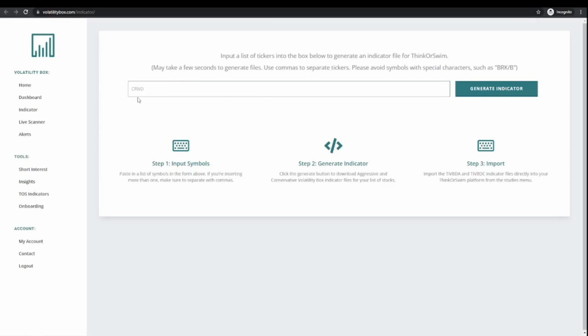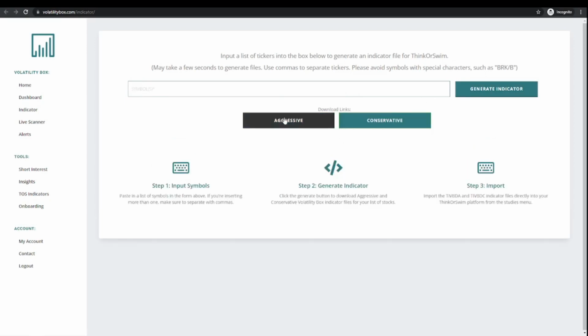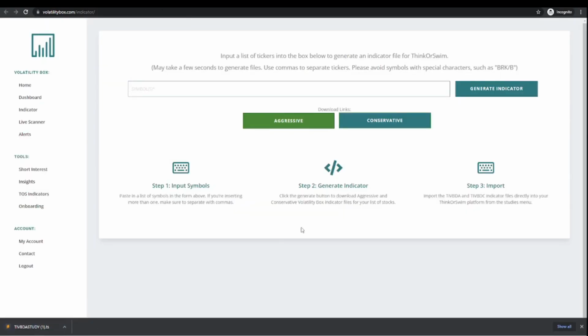You can put more symbols if you'd like, but for right now, we're just using CRWD as our ticker. If you wanted to add more, just comma separate. So for example, you do something like that, but I can remove this for the time being, click Generate, and then click the aggressive button to download the aggressive volatility box.